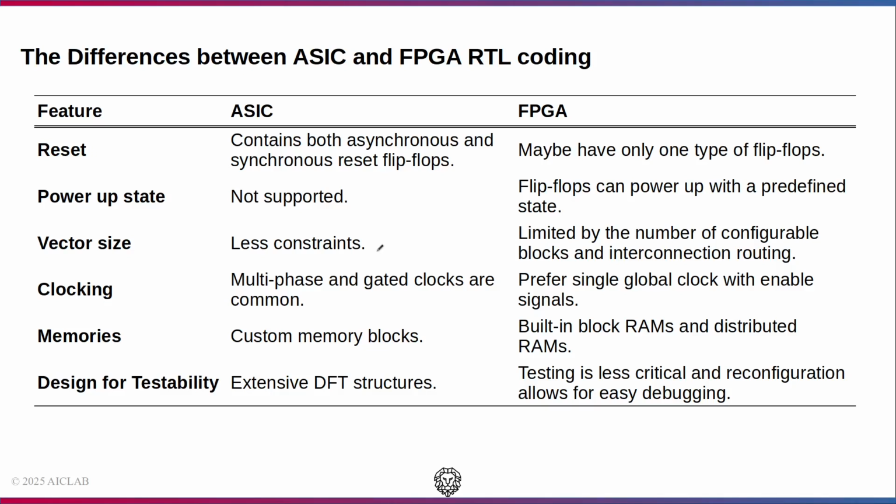For ASIC, extensive DFT structures such as scan chains and built-in self-tests are very important, because when we receive our chip, we don't have access to the internal logic of the chip, and we want to make sure that our design works as expected. For FPGA, testing is less critical, and reconfiguration allows for easy debugging. For example, in Xilinx, we have access to ChipScope, or in Altera, we have access to SignalTap. These tools allow us to watch the internal waveforms of the signals and easily debug our code.